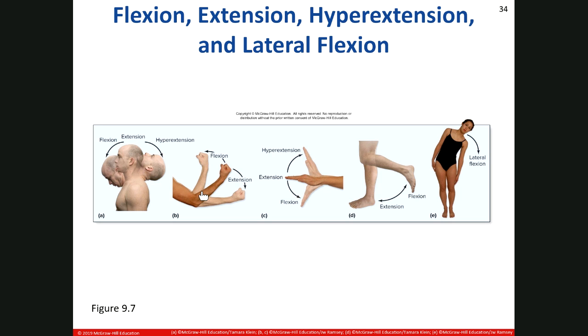Elbow flexion here, you can see you're approximating the radius and the ulna closer to the humerus. And then when you start to straighten your arm back out, you are now increasing that angle of the radius and the ulna with the humerus as you straighten it out. Here's some examples for the hand. I'm not going to go through everything.